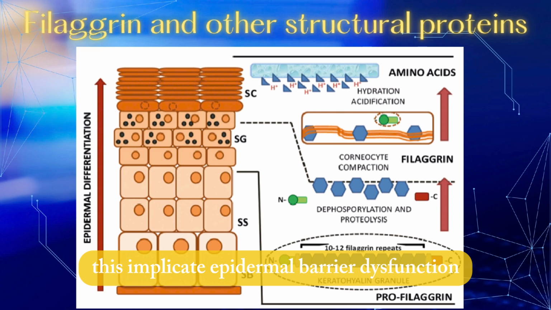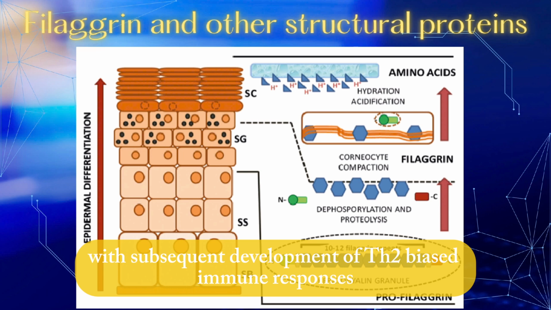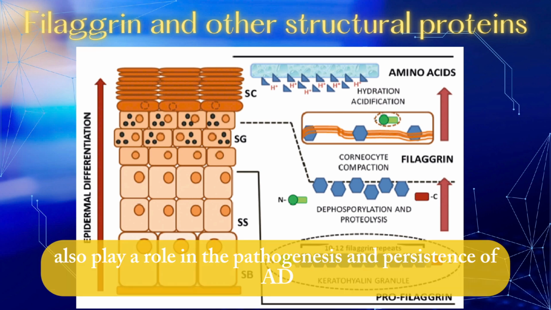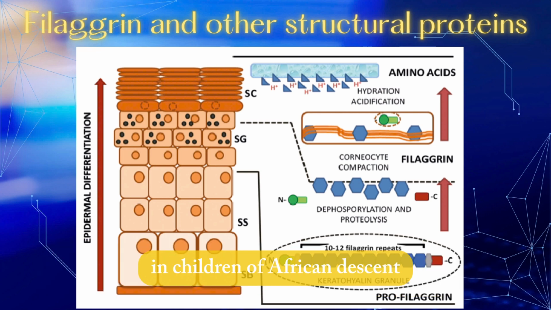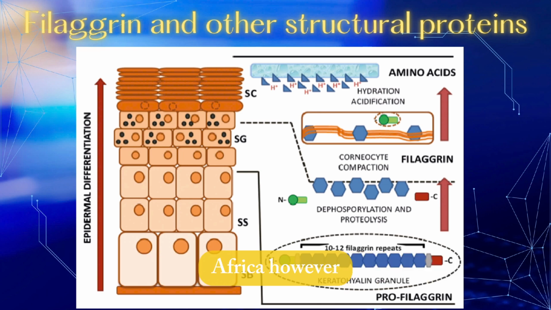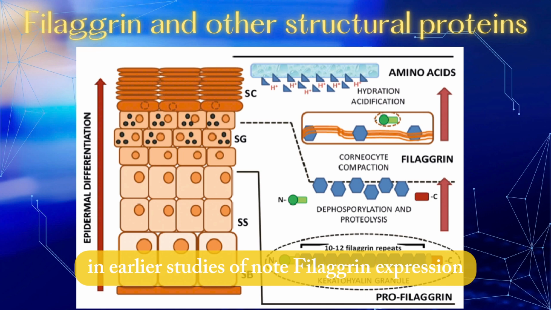This implicates epidermal barrier dysfunction in the initiation of AD, with subsequent development of Th2-biased immune responses, although FLG loss-of-function variants also play a role in pathogenesis and persistence of AD in children of African descent. They appear to be rare in individuals from sub-Saharan Africa. However, technical limitations may have reduced the detection of uncommon FLG variants in earlier studies.